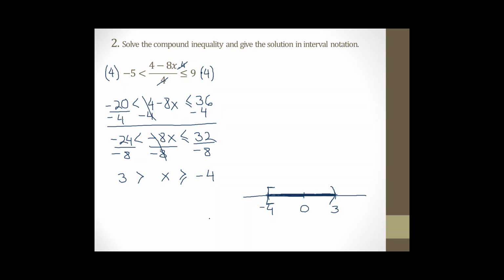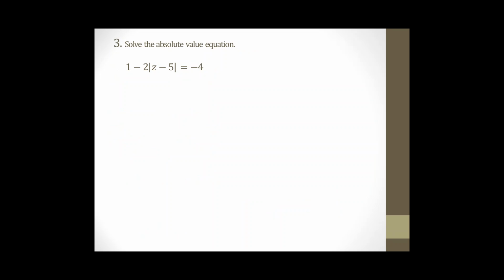Now I'm ready to write my solution in interval notation, just reading it off the graph. I have a bracket, it starts at -4, and my shading ends at 3, which has parentheses. So this is my solution in interval notation. All right, I don't see any questions, so let's go to number 3.